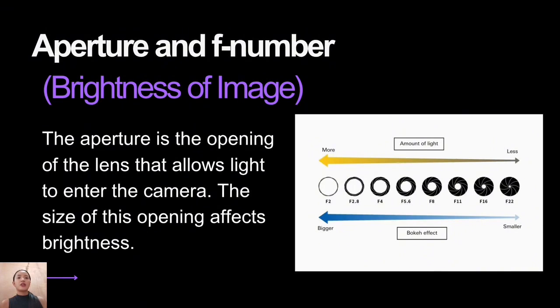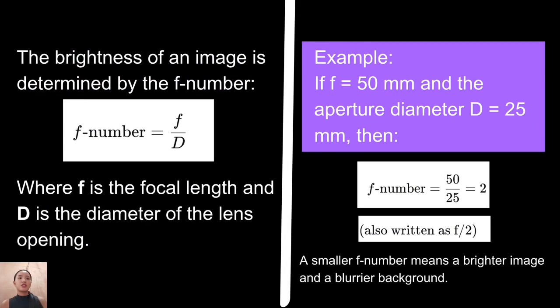Next, we're going to discuss the aperture and f number, or the brightness of an image. The aperture is the adjustable opening of the lens that lets light into the camera. The brightness is measured using the f number. The size of this opening affects the brightness of an image, which is determined by the f number.